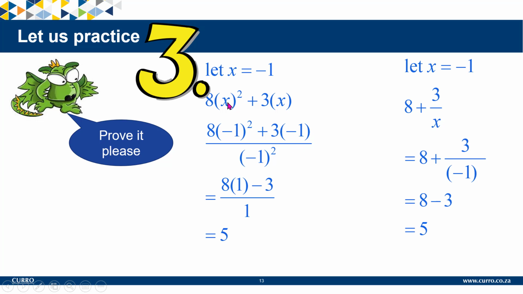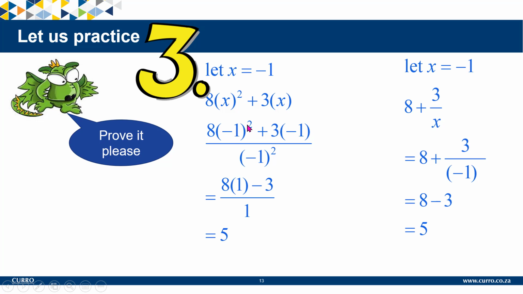So we did simplify this expression to this expression. So to prove that the 2 expressions are really equivalent, let's use substitution. So let's choose x is negative 1. So in this expression, we are going to substitute negative 1 for x. Remember to put the negative 1 in brackets, that's essential. The same here. So now we have to follow order of operations.